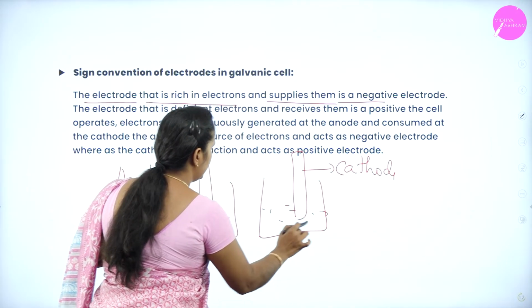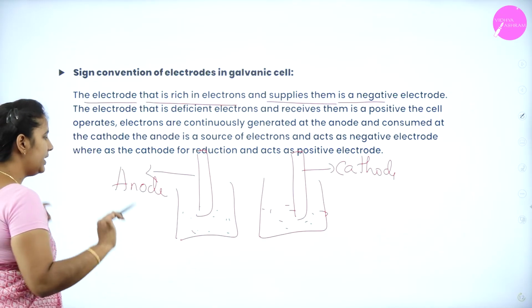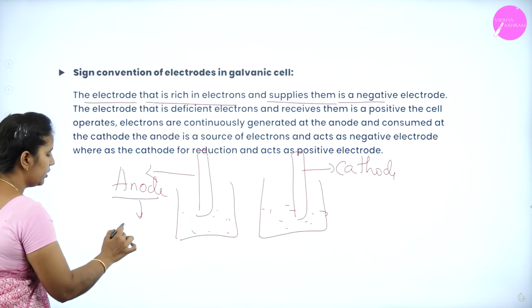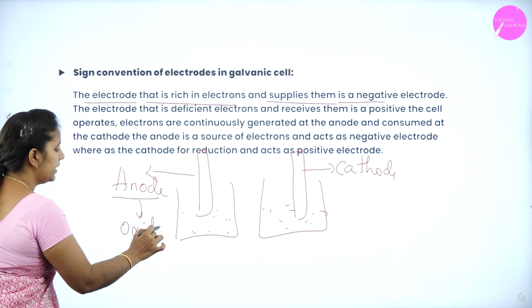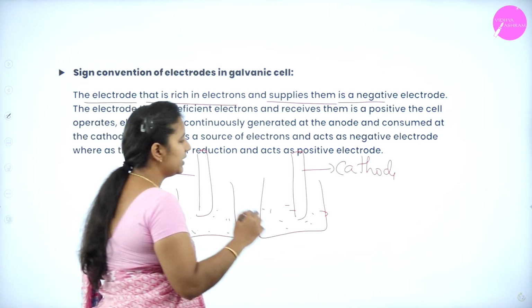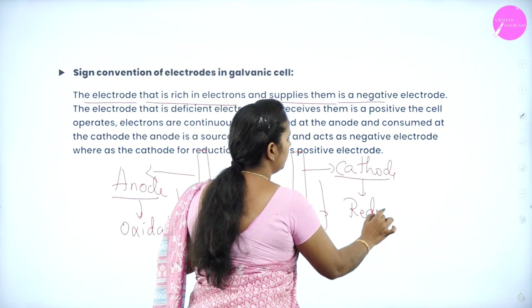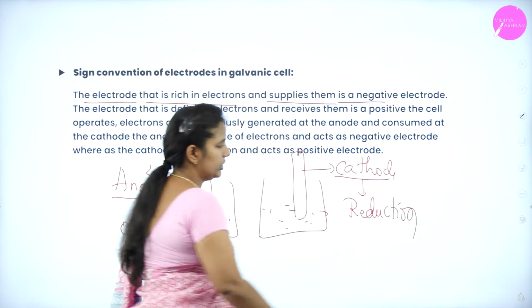Both will be placed in an electrolytic solution. We all know that at the anode, it undergoes oxidation, whereas in the case of cathode, it always undergoes reduction.